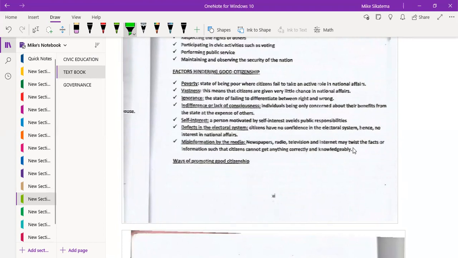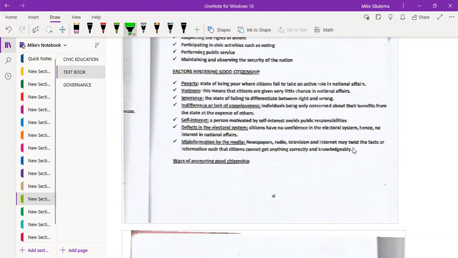So factors hindering good citizenship. We are living in a world where there is a huge difference between the rich, middle class, and poor people here in Zambia. It's a very vast difference. And because of that gap, that poverty actually hinders someone to become a good citizen, because they can't take part in all the national affairs and enjoy everything that the country has to offer because of their living arrangements, their social determinants of health. So vastness. This means that citizens are given very little chance in national affairs.